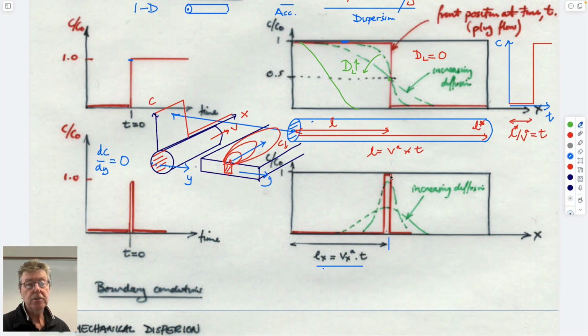If the dispersion was 0, it would be the red curve, be plug flow again. If dispersion was greater than 0, then diffusion would be increasing in this direction, right? Just as it did here. It's spreading out more.